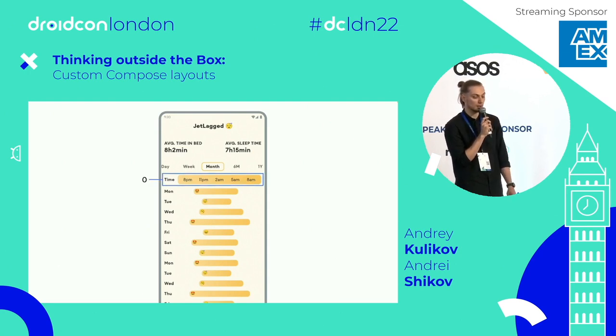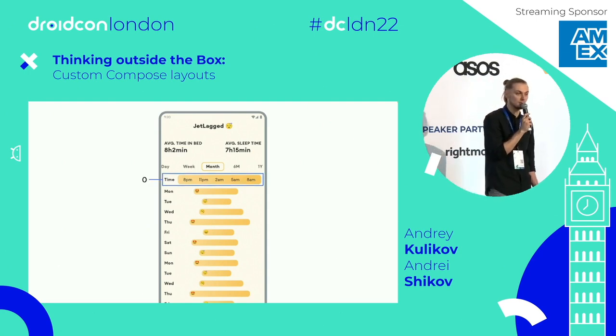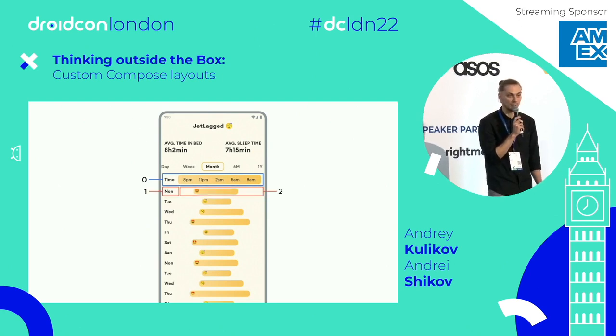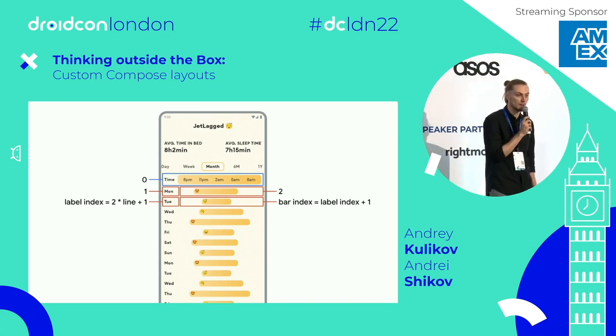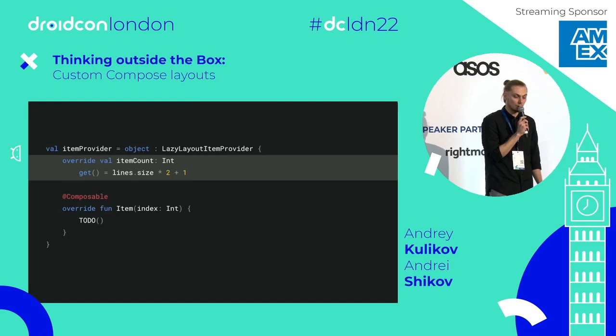Okay, let's start with just assigning, for example, index 0 to header. It will always be on the top. Then we have multiple lines, and we have 2 slots to put in there. So the first index will be for the label, and the second one for the bar. And then basically for each line we have a formula. Label index will be 2 multiplied by line plus 1, and bar index is label index plus 1. A bit complex, but still works. So here, the total items count is lines count multiplied by 2, plus 1 for the header.